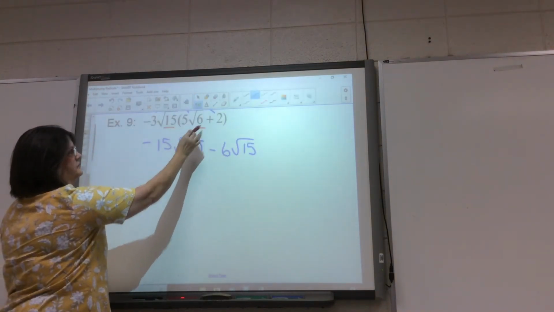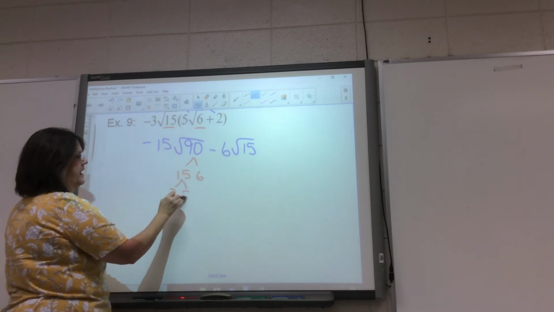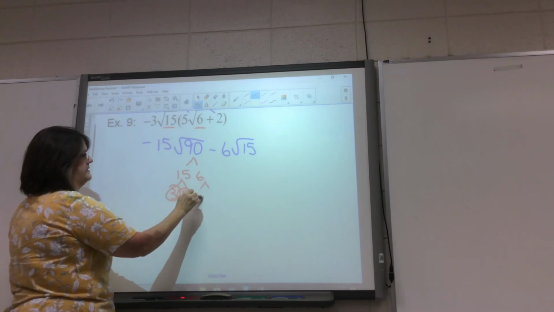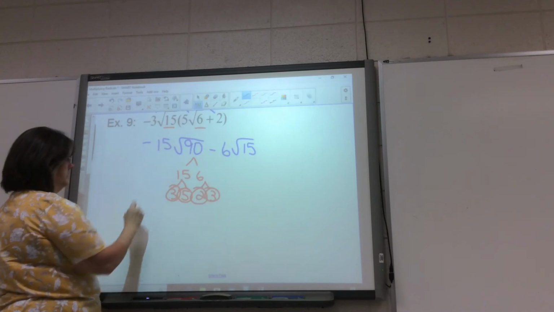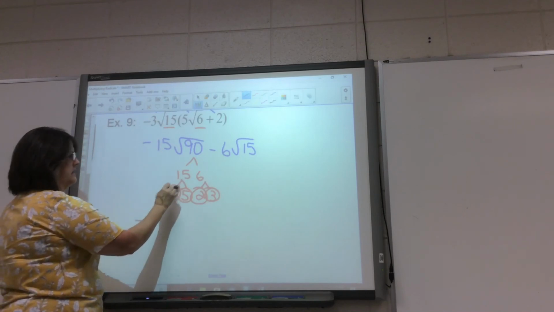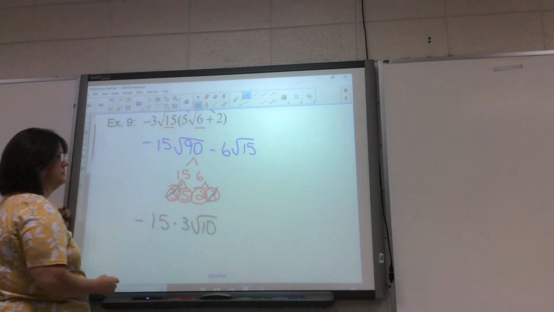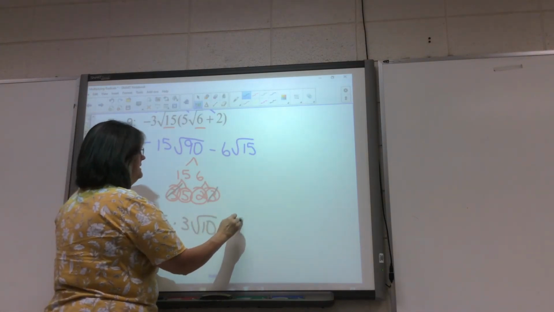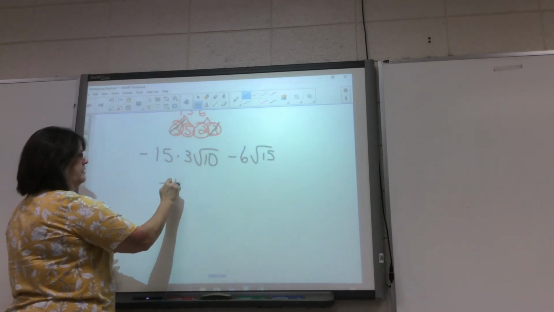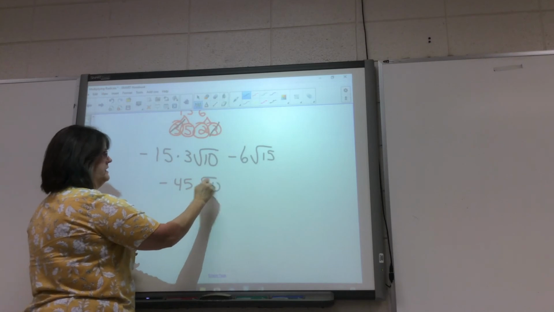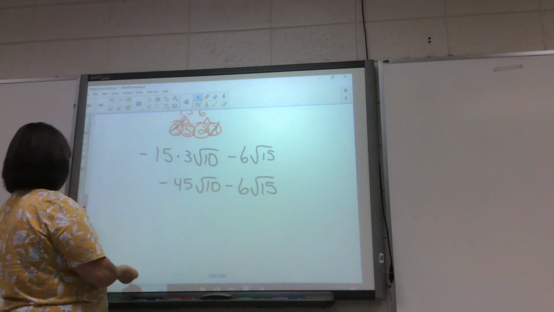I'm going to keep the factors that were there. 15 and 6. This is 3 and 5. This is 2 and 3. Okay. I've got 15, so negative 15 times 3 on the square root of 10. 5 times 2 is 10. Minus 6 square roots of 15. This is negative 45 square roots of 10 minus 6 square roots of 15.